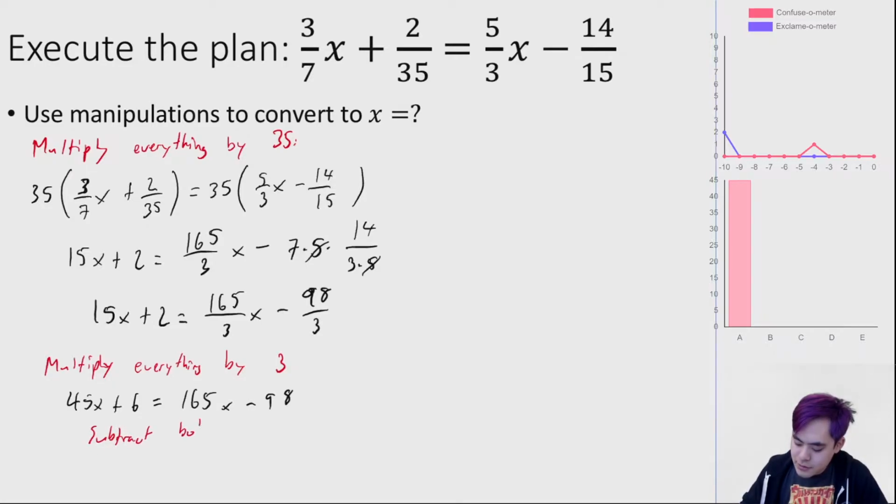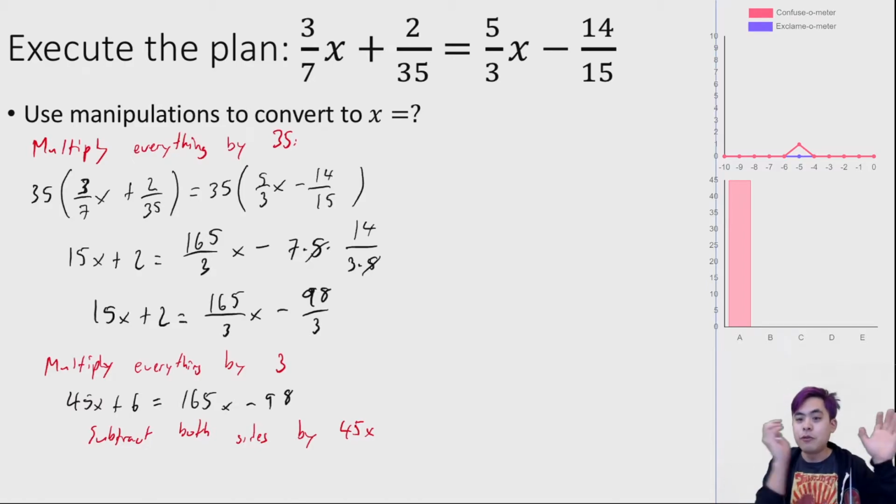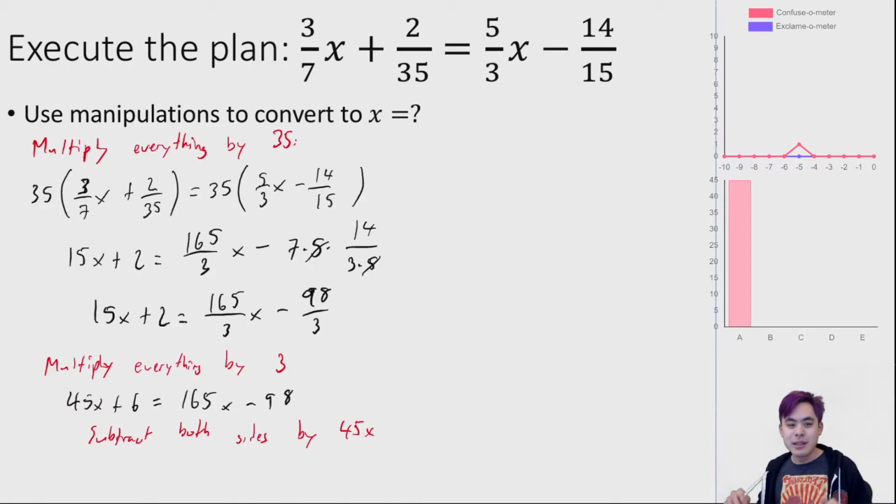by 45x. So note that someone mentioned earlier, move things from one side to the other. That's not actually one of the basic operations. Instead, what you're basically doing is subtracting both sides by that item. So when you move 45x to the other side, it turns negative. That's a way of saying that you subtract 45x from both sides, and you get 6 is equal to 120x minus 98.